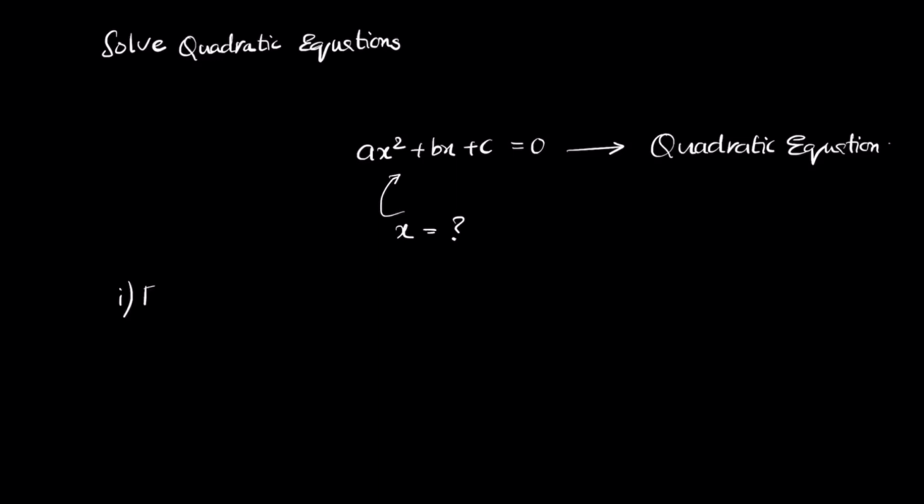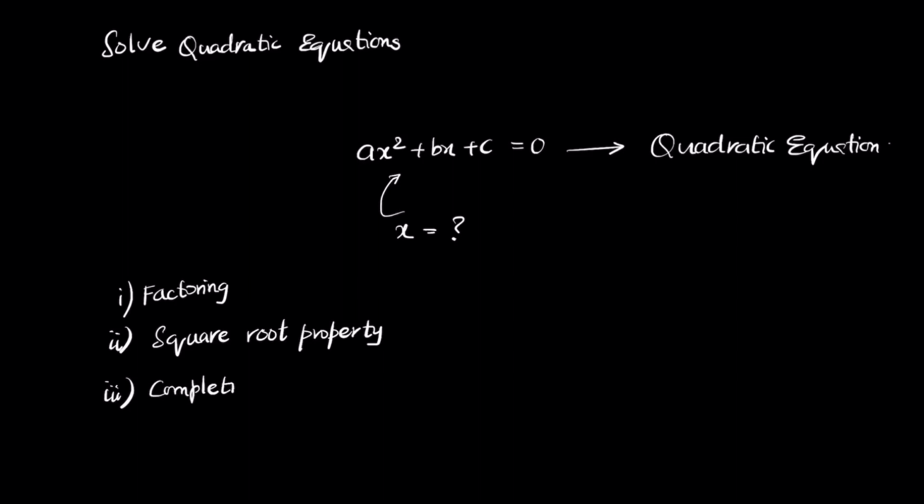The first method is factoring, which we already discussed. The second method is the square root property. The third method is completing the square. And the fourth one is using the quadratic formula. So let's start with the first method, factoring.